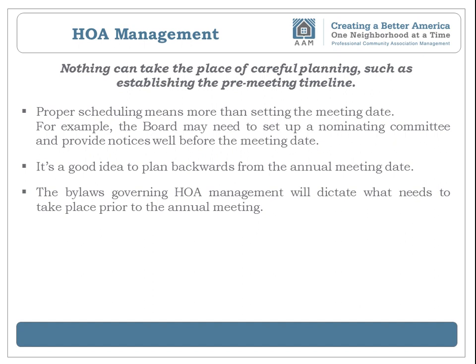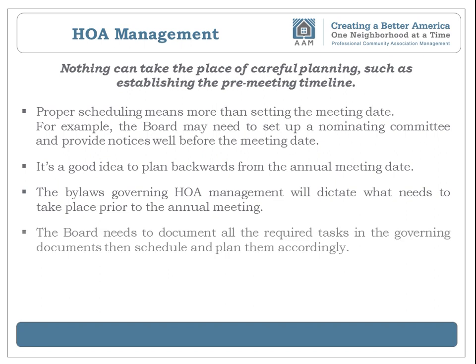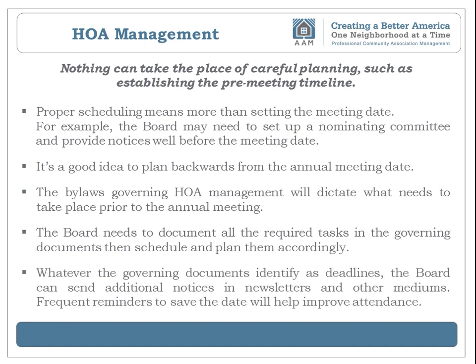The bylaws governing HOA management will dictate what needs to take place prior to the annual meeting. The board needs to document all required tasks in the governing documents, then schedule and plan them accordingly. Whatever the governing documents identify as deadlines, the boards can send additional notices in newsletters and other mediums. Frequent reminders to save the date will help improve attendance.